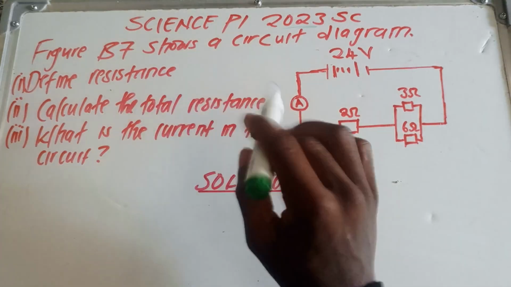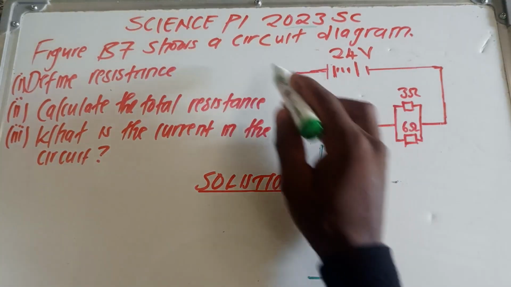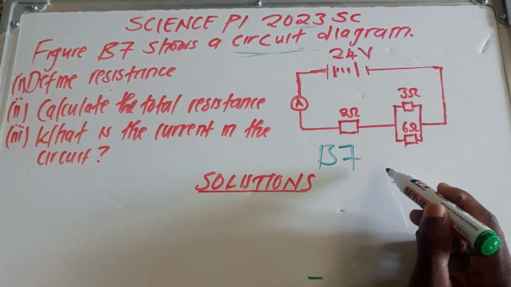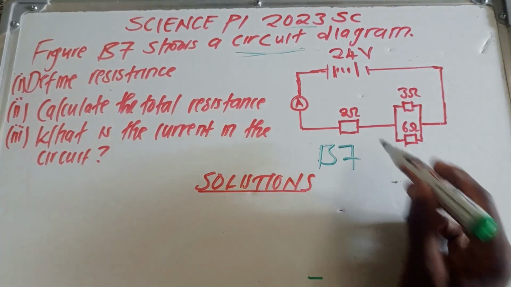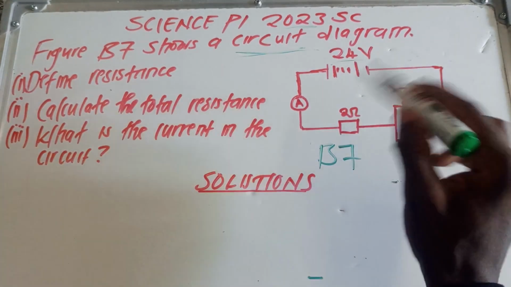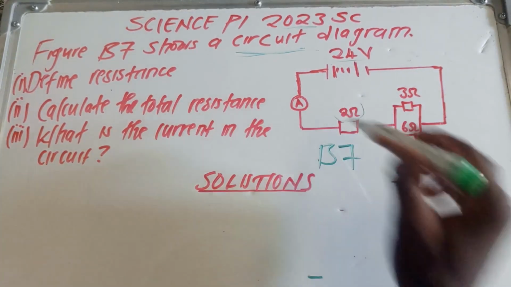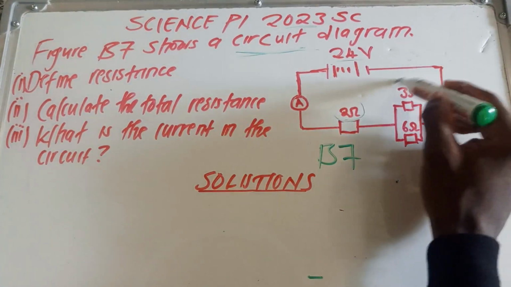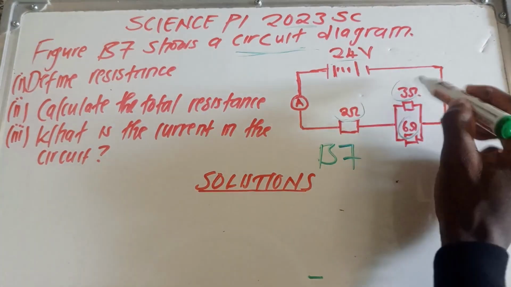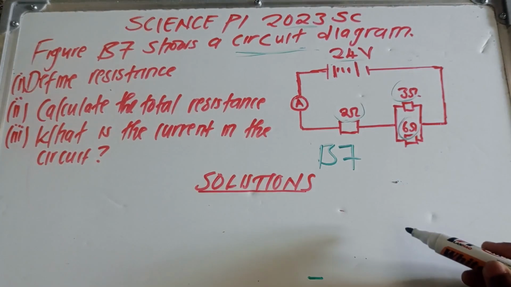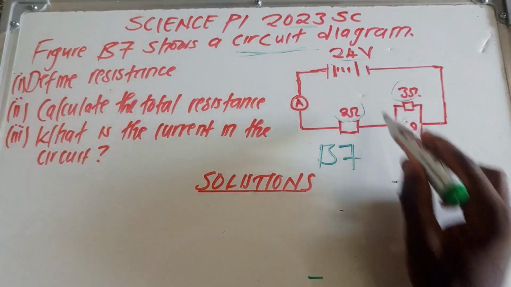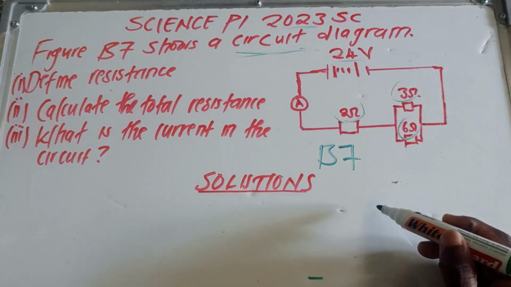Okay, so here's a question. Figure B7 shows a circuit diagram. So we have been given this circuit diagram. This is figure B7 they are talking about. According to this figure, we have this 24 volts battery, and then we have these resistances: a 2 ohms resistance, a 3 ohms resistance, and a 6 ohms resistance. So this is a circuit connected to a 24 volts battery.